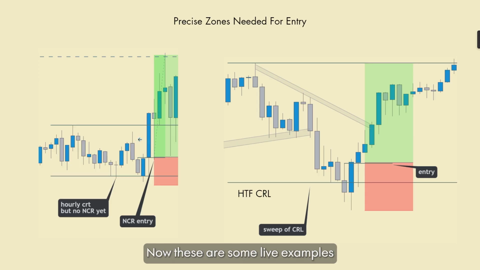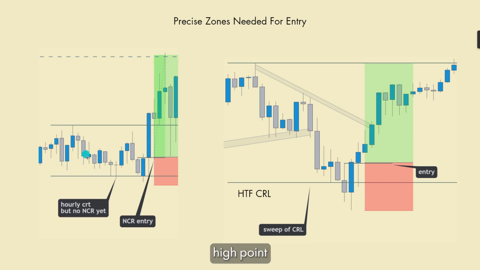Now, these are some live examples. As you can see right over here, even though we first had a candle sweep of this candle range high point and candle range low point, this then did return. However, once we had price create that outside bar formation, where we saw it sweep that previous candle's high and low point, we then saw a major impulse in price, okay? Even then returning again and then impulsing once again to our major draw on liquidity.